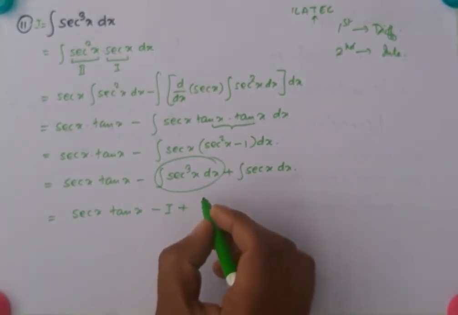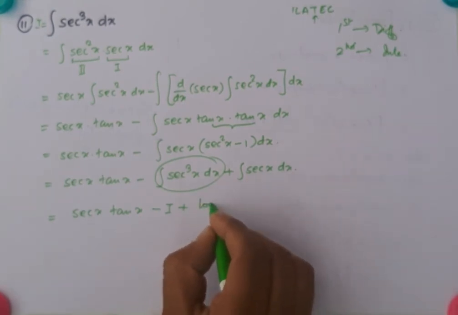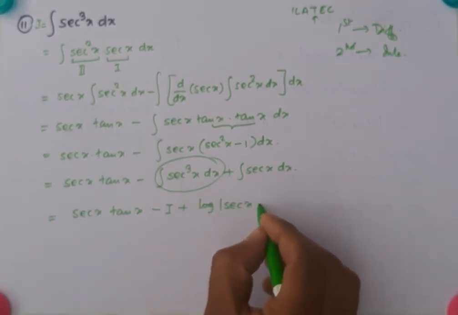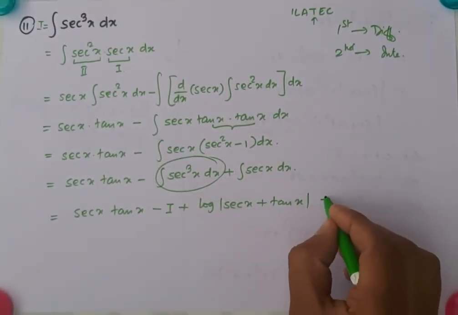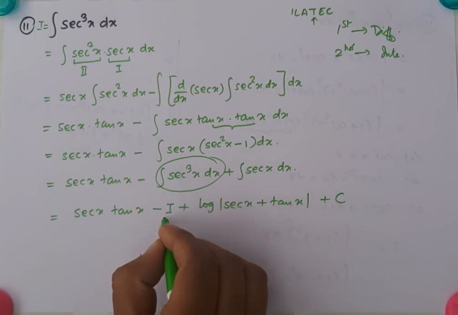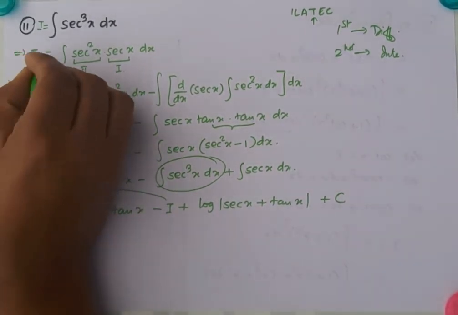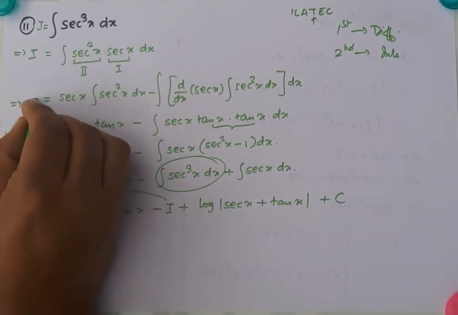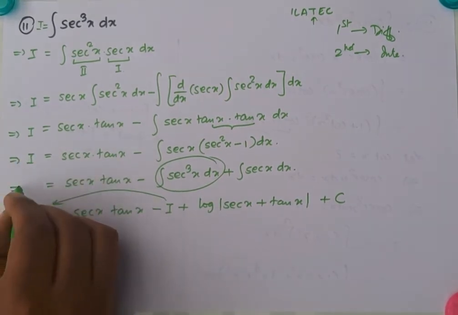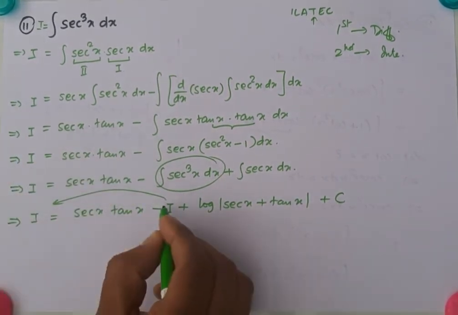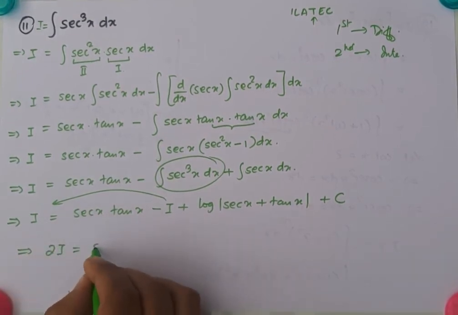Now all of you know that integral of sec x is log of sec x plus tan x. Now as we are done with the integral, we'll put a constant of integration. We'll take this to the left hand side. Remember this is I. So this is I, here also we have got I. So when you bring this here, you will get I plus I, which is 2I.